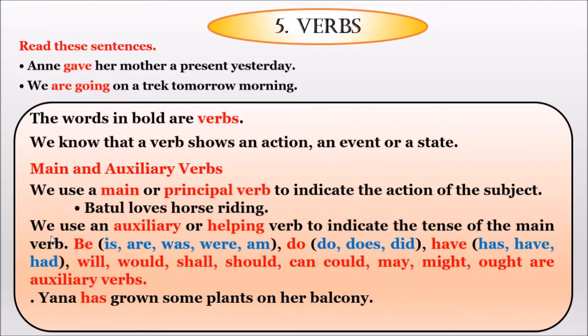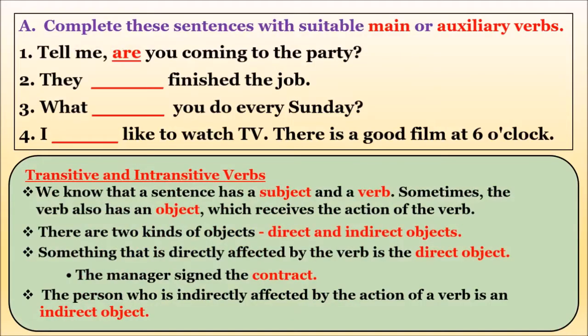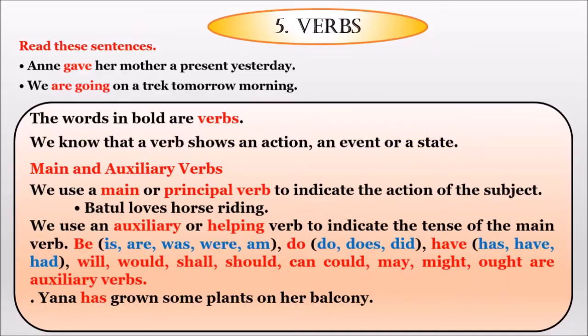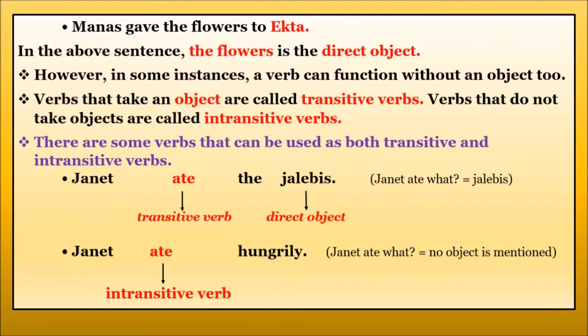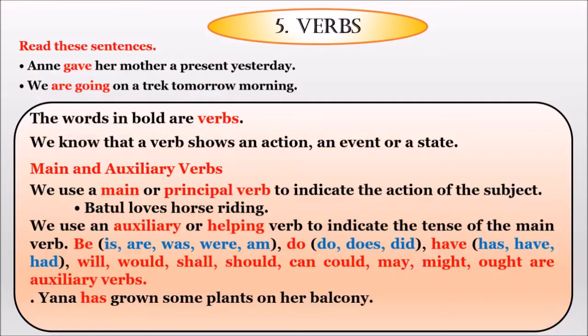Now we have seen what the main verbs and auxiliary verbs are. So based on main verbs and auxiliary verbs, we have to do this exercise. Complete these sentences with suitable main or auxiliary verbs. What are the main verbs, children? Main verbs are like action words, isn't it? Like run, write, read, sit, jump, all those things. Auxiliary verbs are what? As we had seen, the helping words. Is, are, was, were, all these are auxiliary verbs which we need to write.